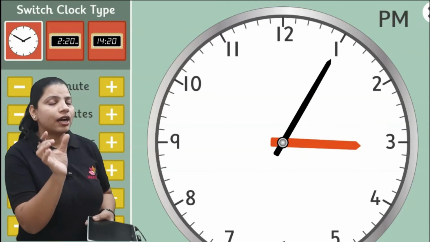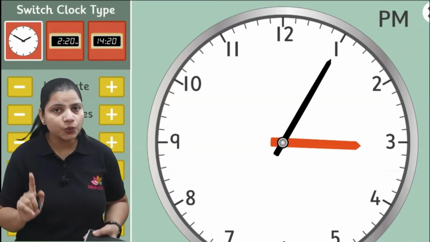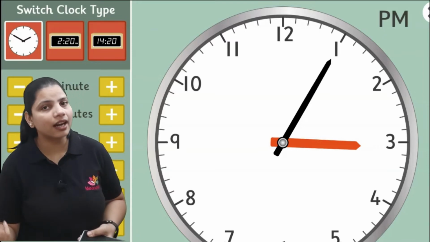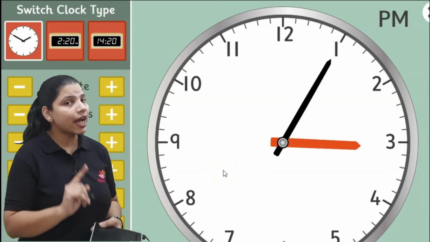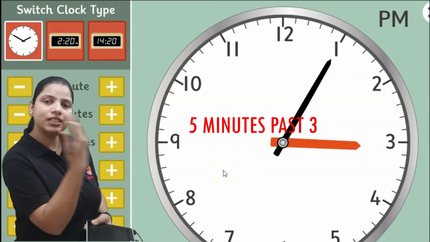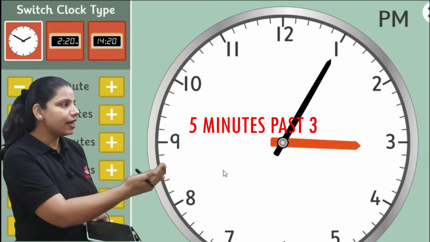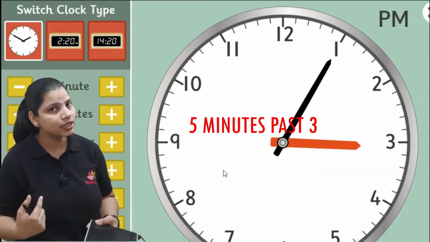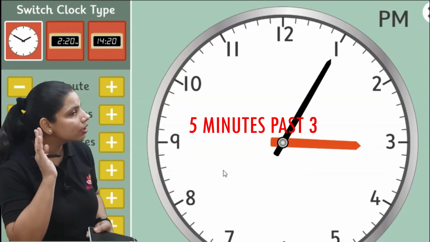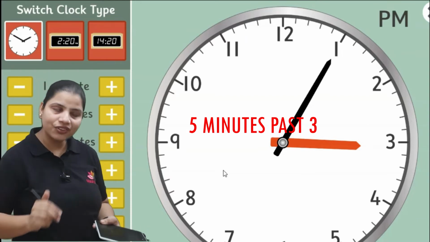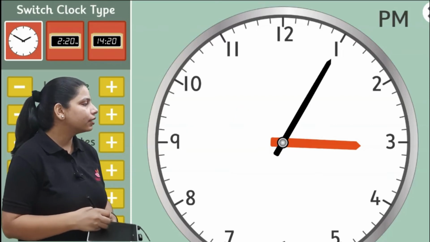Okay. How many minutes? It's pointing towards 1. That means 5 ones are 5, or 12 to 1, just one jump. So 5 minutes, and it's towards the past side. This is the past side and the opposite is the to side. So 5 minutes past 3 or 4? 3. Okay, correct.